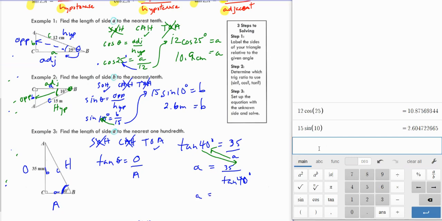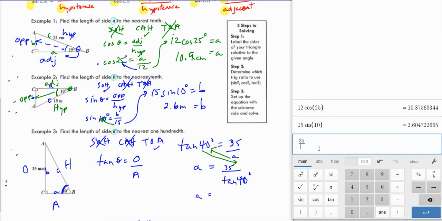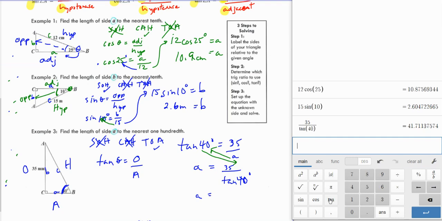So let's go over to Desmos, the calculator, and we're going to go 35 divided by tan 40, bracket. We get 41.711. Now it just wants it rounded to the nearest 100th. So that means 2 decimal places. 41.71, and we were talking about millimeters in this case.